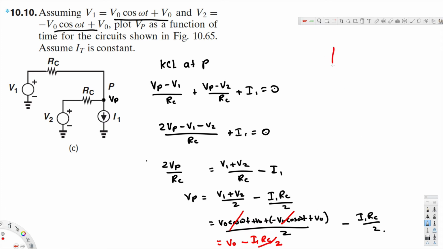So if we draw the Vp per time graph, this is time, this is Vp, we are going to have a constant value for Vp. That occurs when Vp is equal to V0 minus I1 RC divided by 2. And that's it. That's how we do this kind of problem.